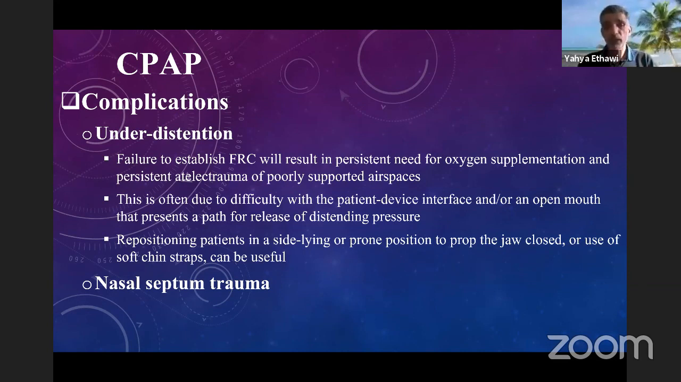The other problem is nasal septum trauma, a persistent problem because of the pressure. It needs lots of changes, cycling, monitoring, and good nursing.